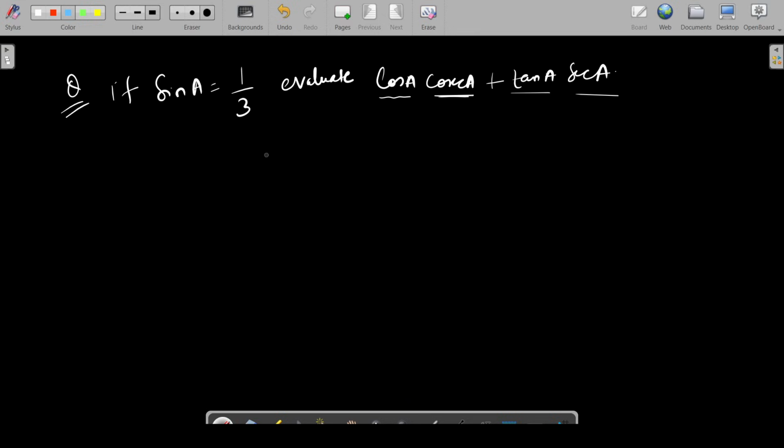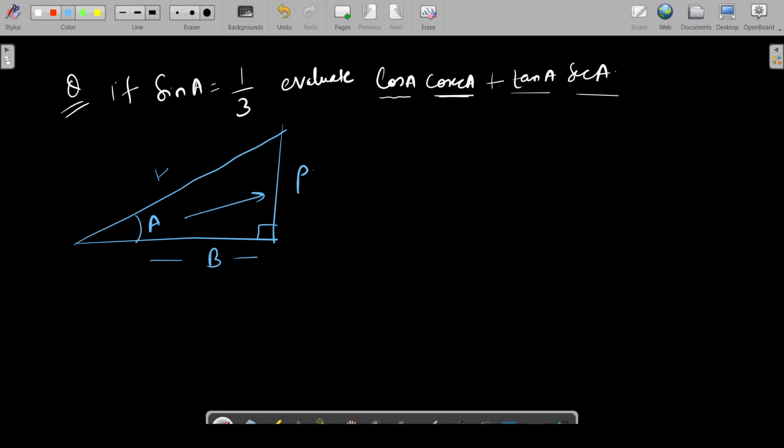Again, let's first try to visualize this. Let's first draw a right angle triangle. Now if I take this angle as A, this is going to be my perpendicular, this is going to be my base, and this is going to be my hypotenuse. So perpendicular is 1, hypotenuse is 3.